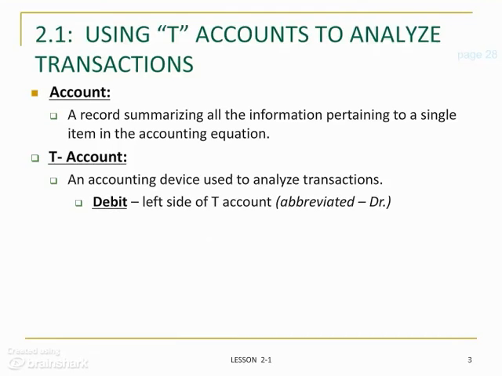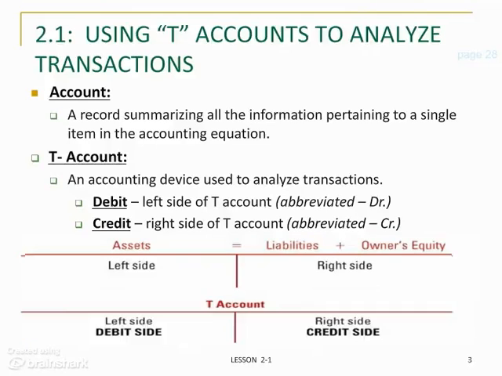First, when we look at the T account, it can be broken down into the larger accounting equation, assets equals liabilities plus owner's equity. And always the left side of the T account is known as the debit side. And always the right side of the T account is known as the credit side. So we say T account, left side, debit side, right side, credit side. Simple rule.